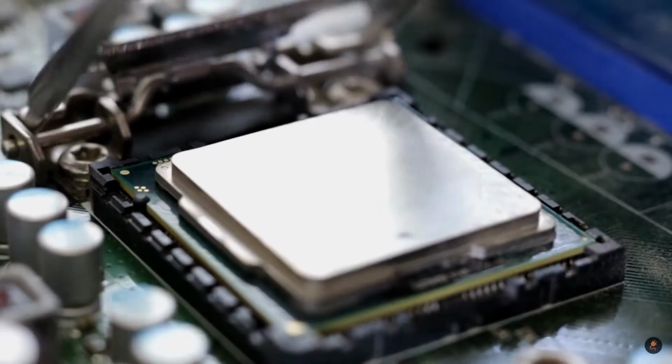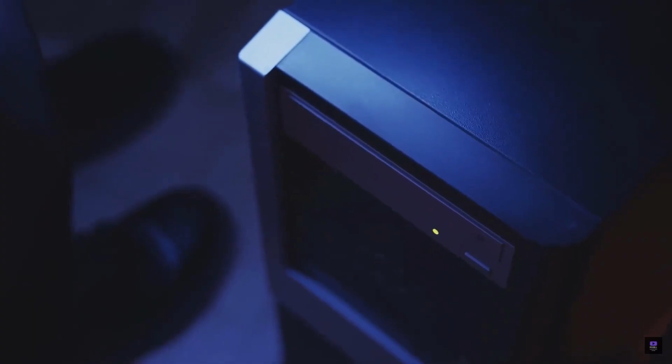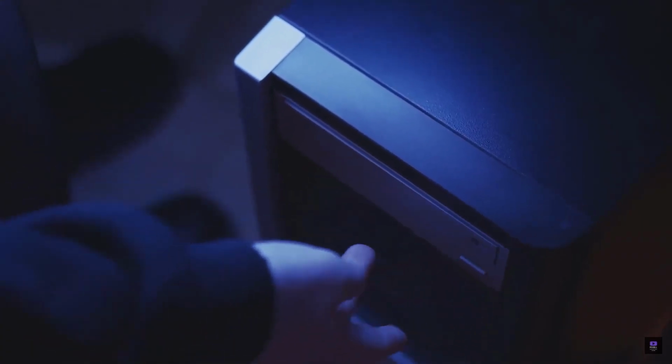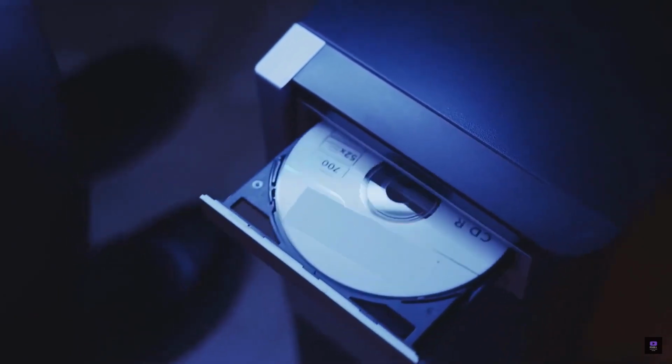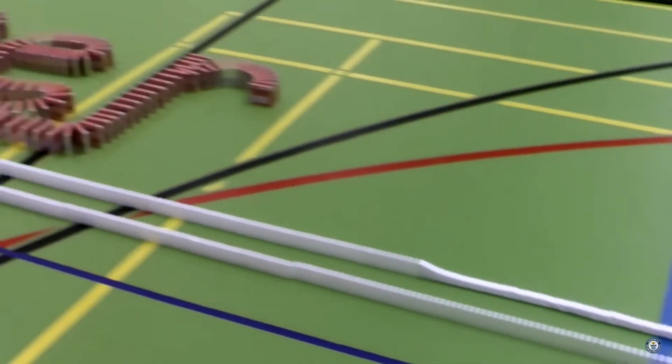Serial processing is a type of computing in which a computer executes one task at a time. The central processing unit, that is the CPU, executes instructions sequentially, one at a time, until the task is completed. This means that the CPU will only start executing the next instruction once the previous instruction has been completed. In serial processing, there is only one processor or core, and it executes instructions in a linear order, following a single path.